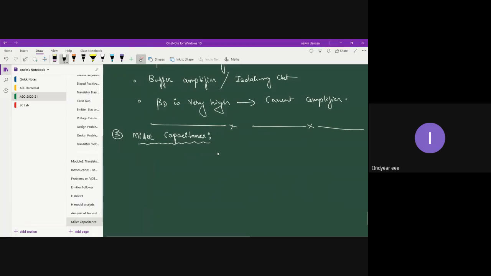All right. Now, for this Miller capacitance, I need to tell you the prerequisites to understand the Miller capacitance effect. Any analog electronic device suffers from something known as stray capacitance.